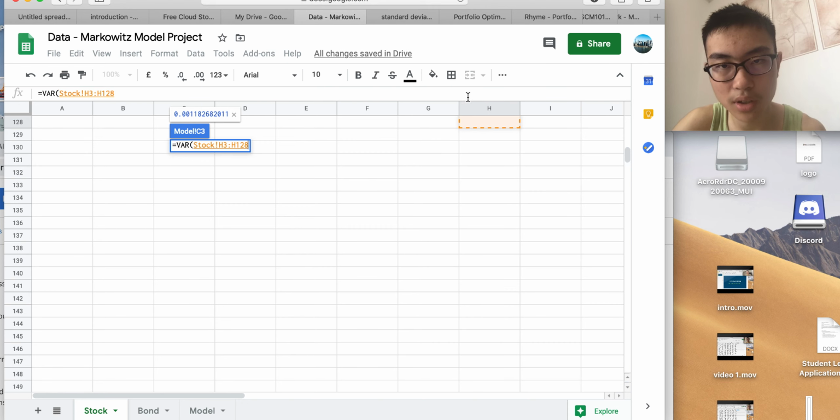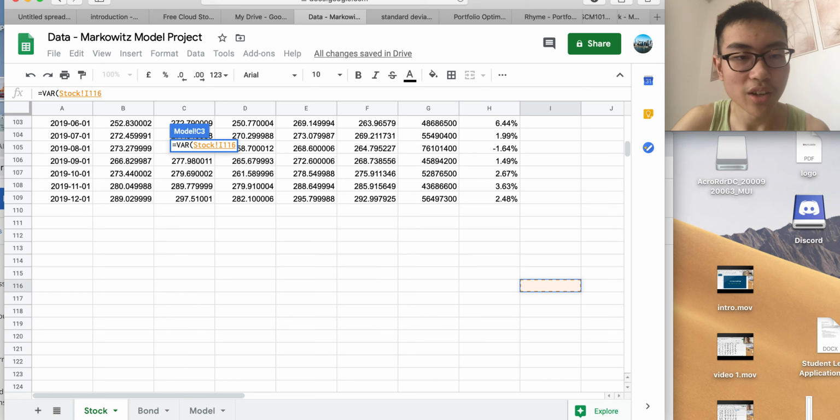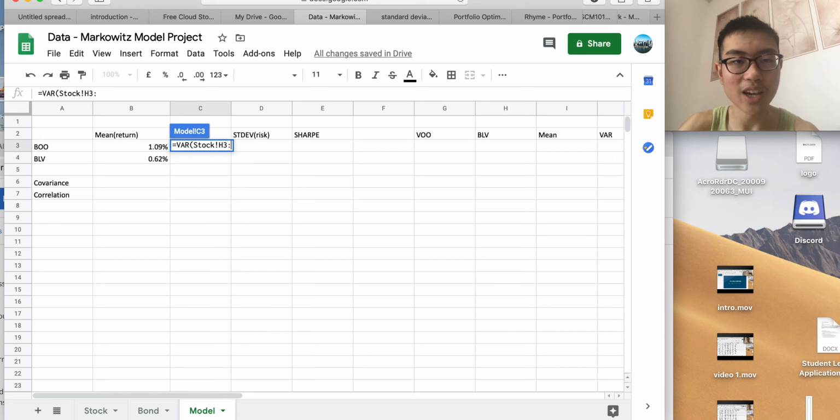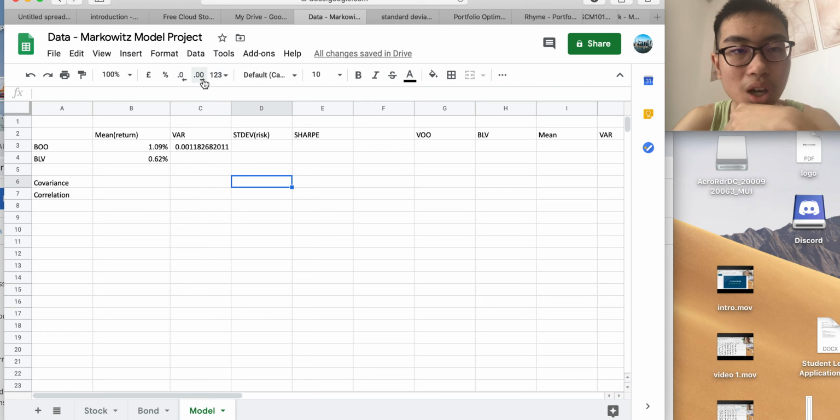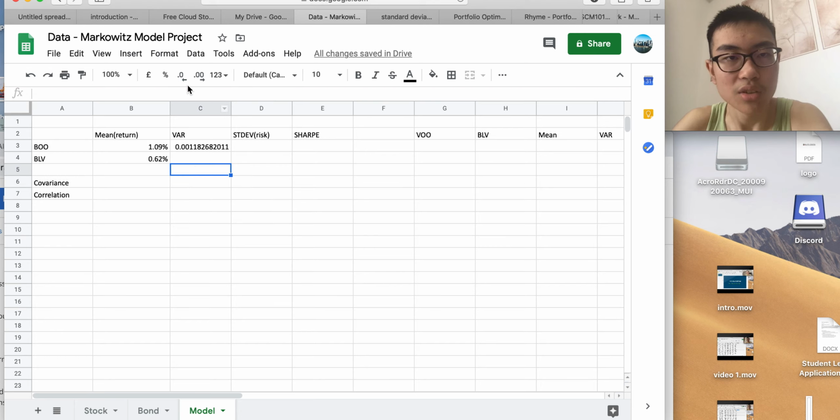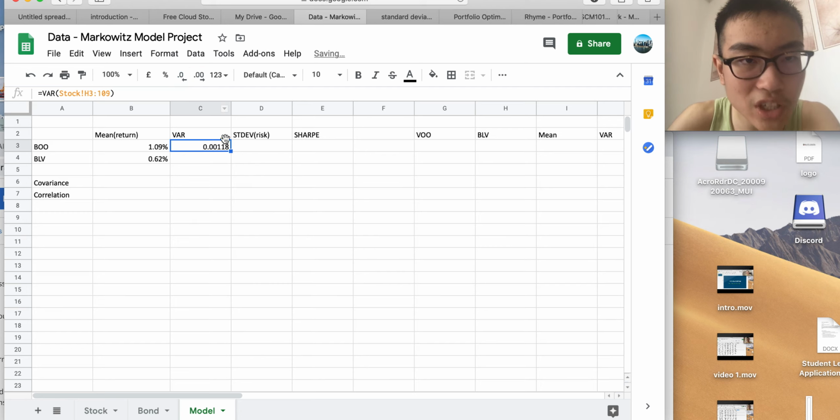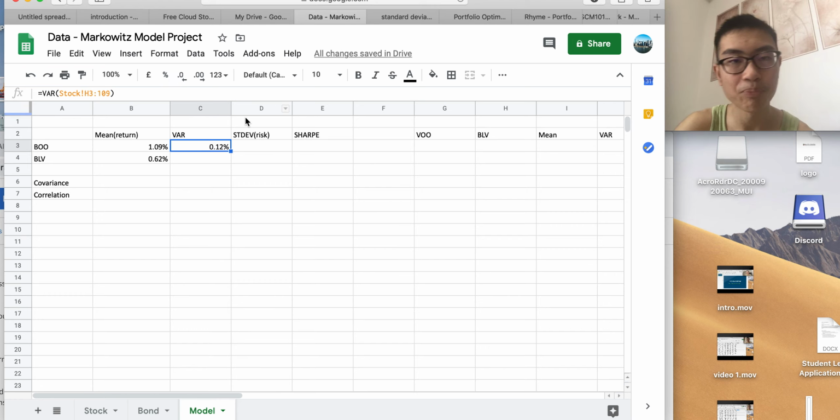I'm going to shorten this up. Okay, it doesn't matter, I'll just type it manually. So for the stock, we use H3 to 109. Now we get our variance. Now we use this part here to reduce our decimal places, and I actually want to convert this into a percentage. We'll keep 5 decimal places and keep it as a percentage. So our variance now is 0.12%.